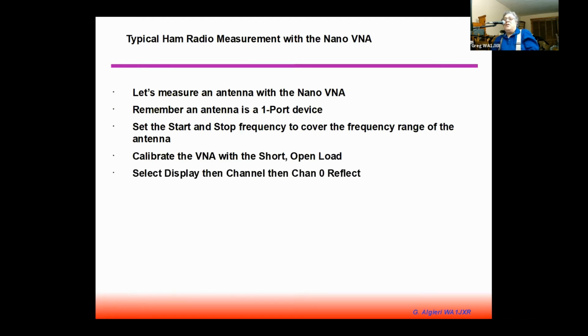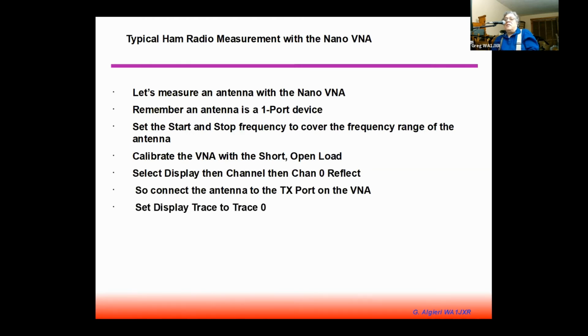The next thing you would do is select display and then channel, and make sure that you've selected channel 0 reflect as the type of measurement that you want to do. You're doing a 1-port reflection measurement when you measure an antenna, so you want to make sure the analyzer is set up in that fashion. So you would connect the antenna to the TX port on the VNA. Set the display trace to trace 0 if you wanted just a single trace, which in this case, since we're interested in looking at the antenna SWR, you would just set up a single trace. Set the trace format to SWR via the menu. And then you could read the actual SWR of the antenna over the start to stop frequency band that you set up.